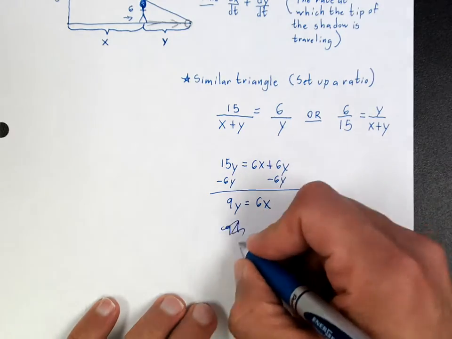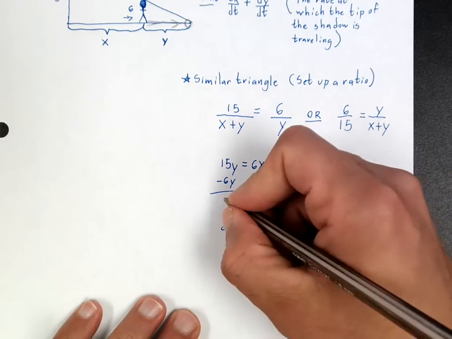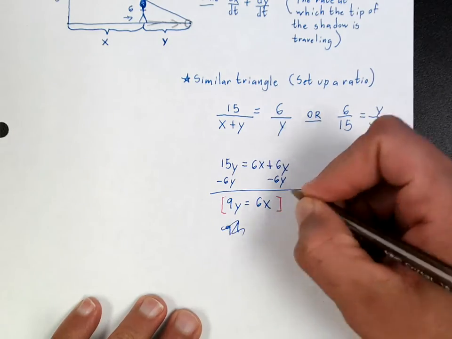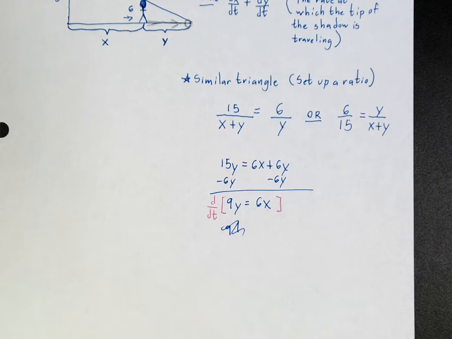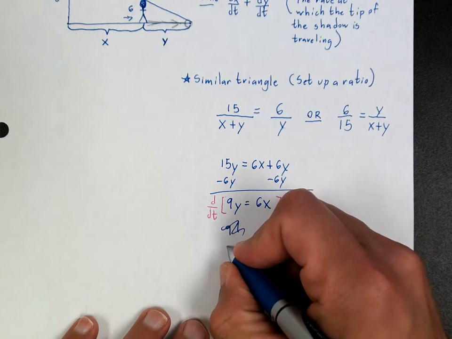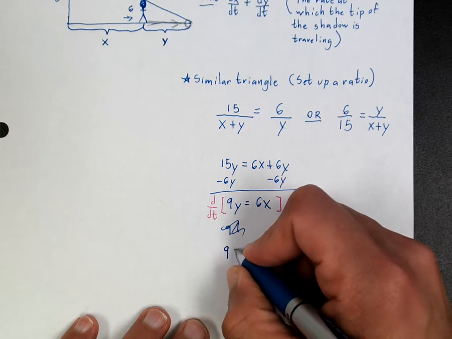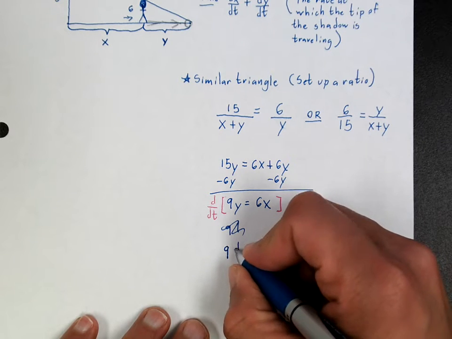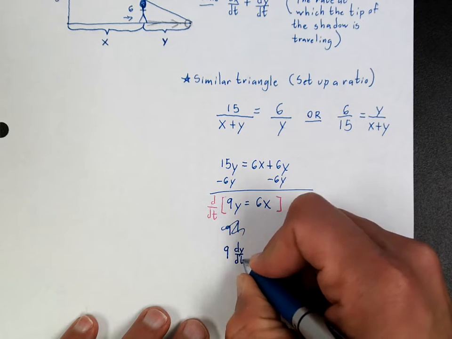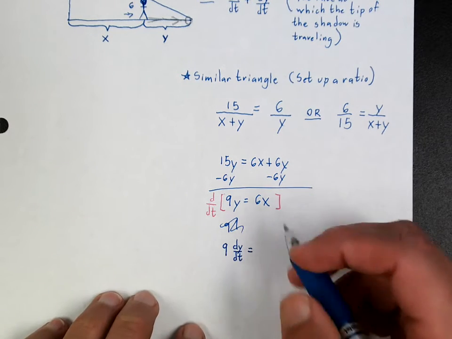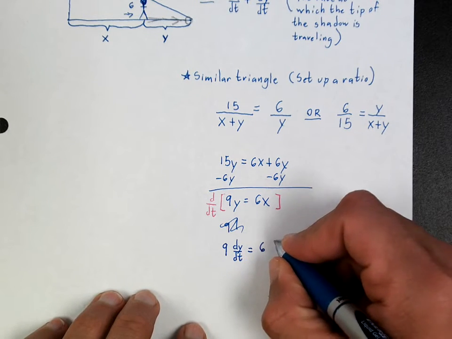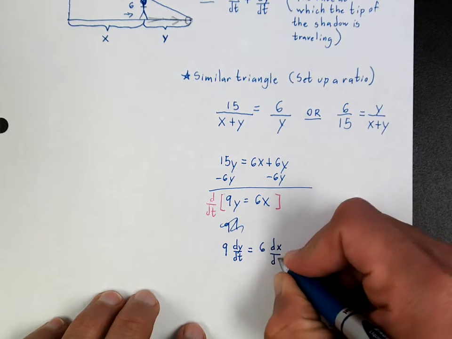Let me write it like this so it's a little more clear. I'm going to take a derivative with respect to time. I haven't written it like this before, but I want to make sure you understand that I'm taking a derivative with respect to time. Therefore this is going to be 9 dy/dt. Remember, this works like a chain rule. And the derivative with respect to time of 6x is going to give me 6 dx/dt.